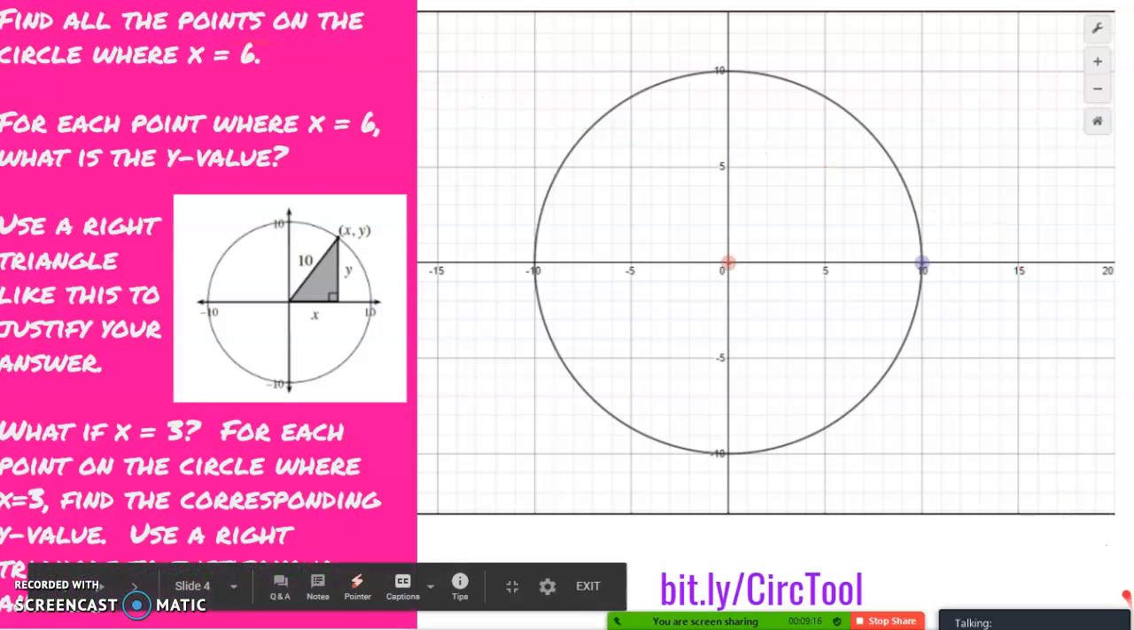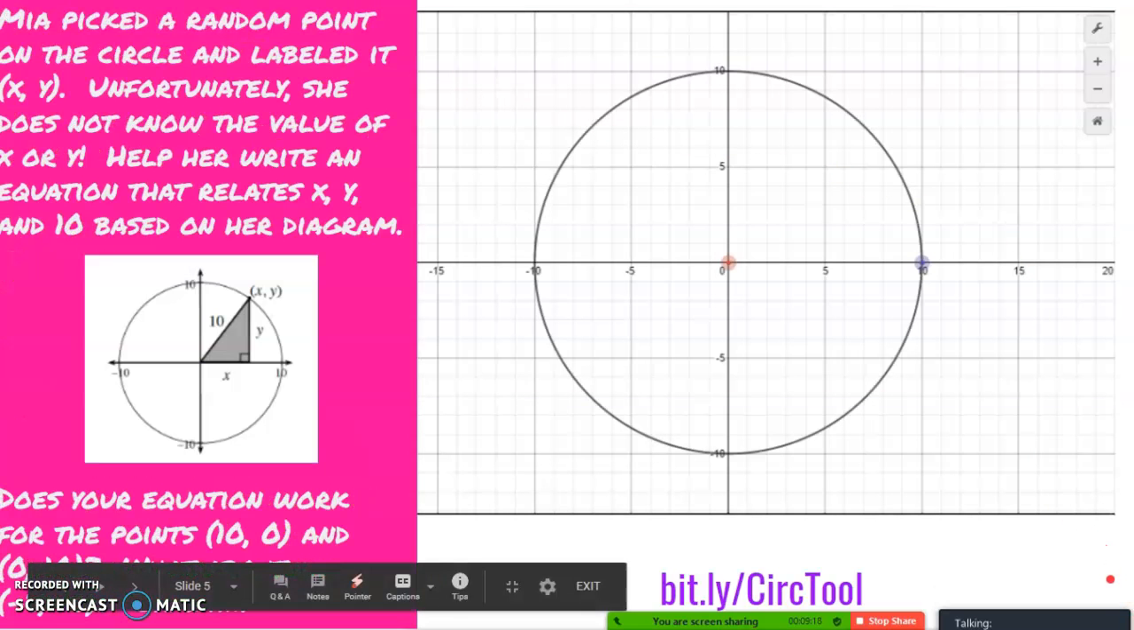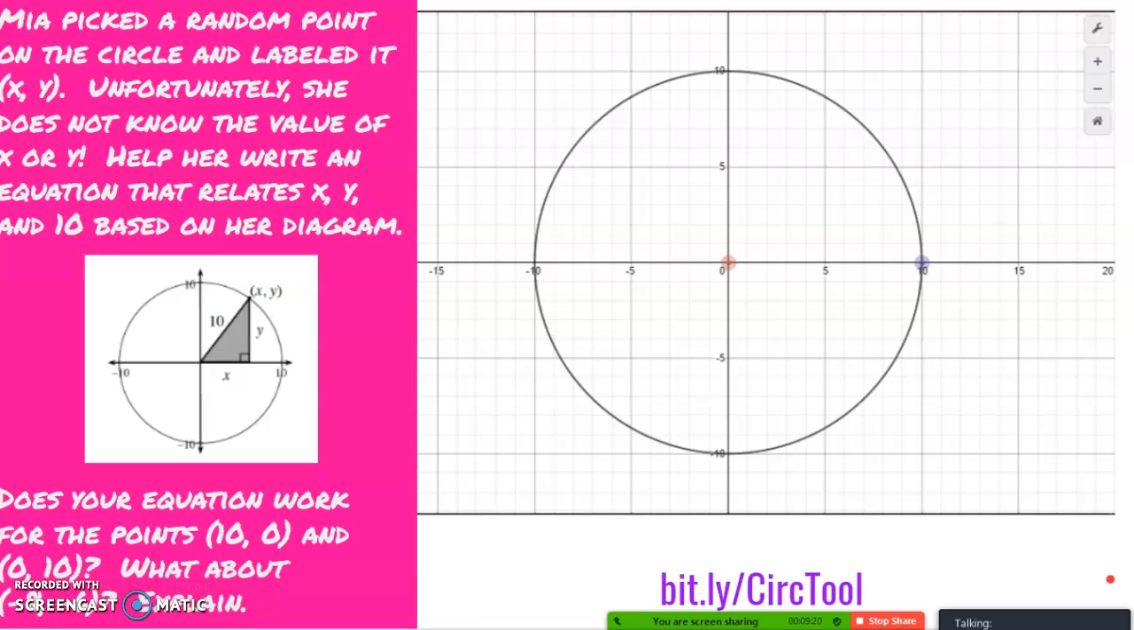Let's go to the next page. Mia picked a random point on the circle and labeled it x, y. Unfortunately, she does not know the value of x or y. Help her write an equation that relates x, y, and 10 based on her diagram. So she put it up here somewhere. It's not at a lattice point, so we can't tell exactly what that point is.